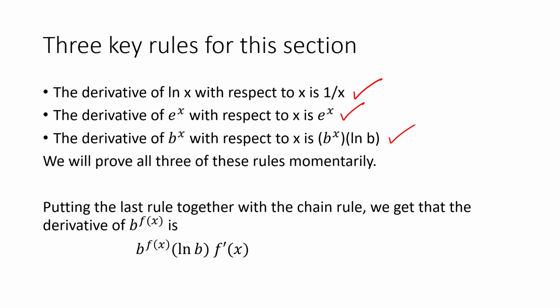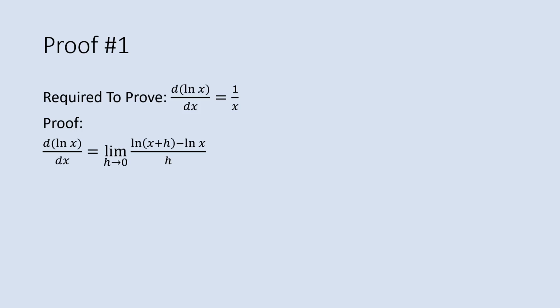And then putting the last rule together with the chain rule, we get this beauty right here. If you're given a function b to the exponent f of x, and there are no x's in b, b is just a scalar quantity, then the derivative of that will be b to the f of x. In other words, just repeat the function exactly like it is, multiplied by the natural logarithm of the base, and then multiplied by the derivative of the exponent. So let's go through some proofs.